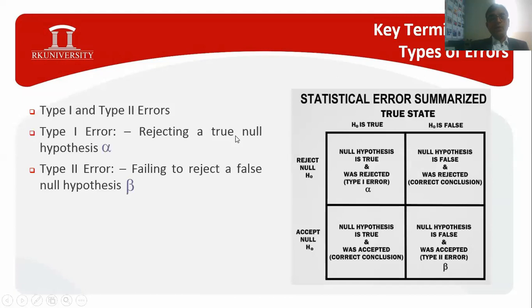Rejecting a true null hypothesis. That means when your hypothesis is true, but you are rejecting it, that means as an outcome of the experiment, you are rejecting it. That means you have committed an error which is called type 1 error. The null hypothesis is true and you are rejecting it.